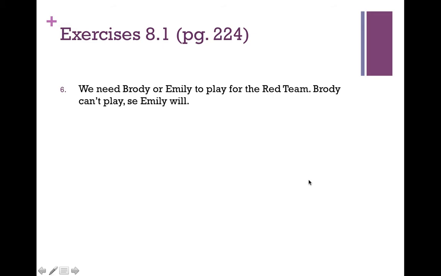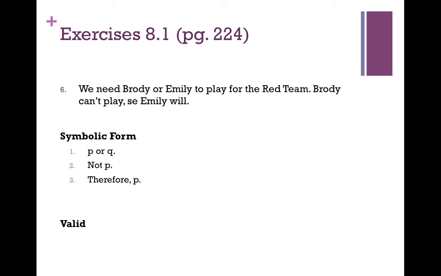All right, we need Brody or Emily to play for the red team. Brody can't play. Man, typo machine tonight. So Emily will. So we have again P or Q, where P represents Brody will play for the red team, or Q represents Emily will play for the red team. Not Brody will play, therefore Emily will play, and this argument is valid.